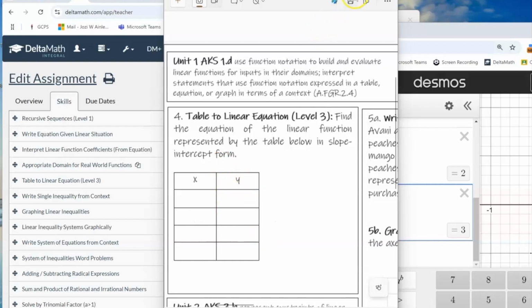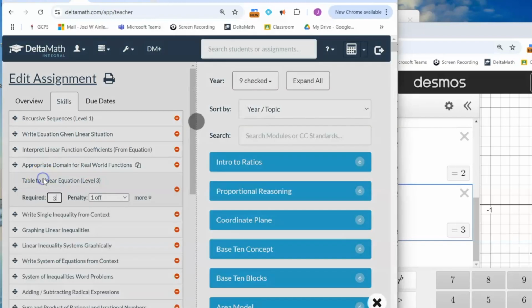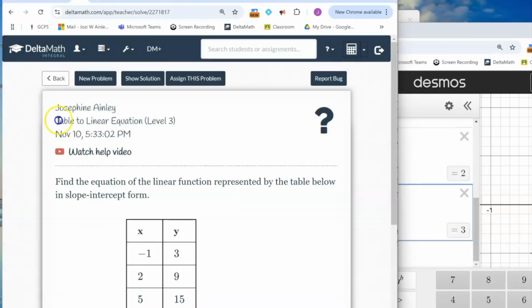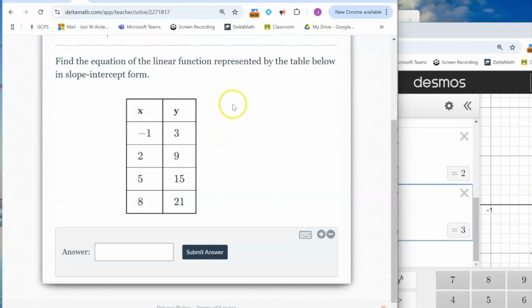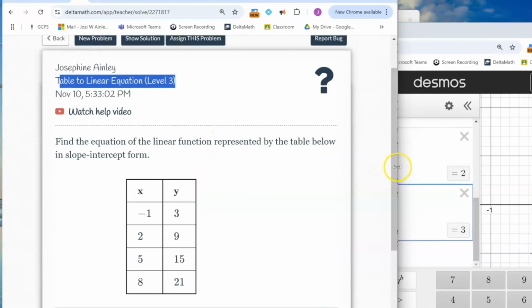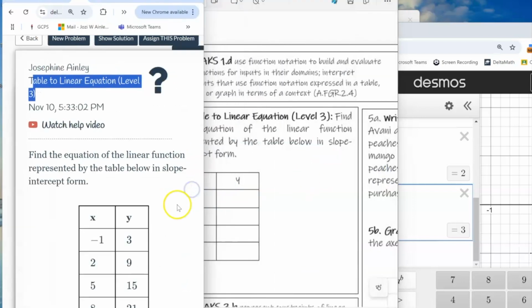So because you don't have a table, I want you to write your own notes based on the table that you have. So this is table linear equation level 3. So I'm going to use this table, and again, you're using yours. So as I'm doing my question, you're doing your question.